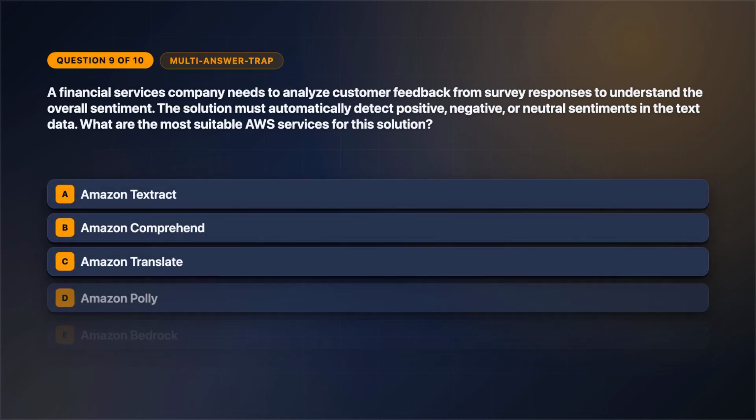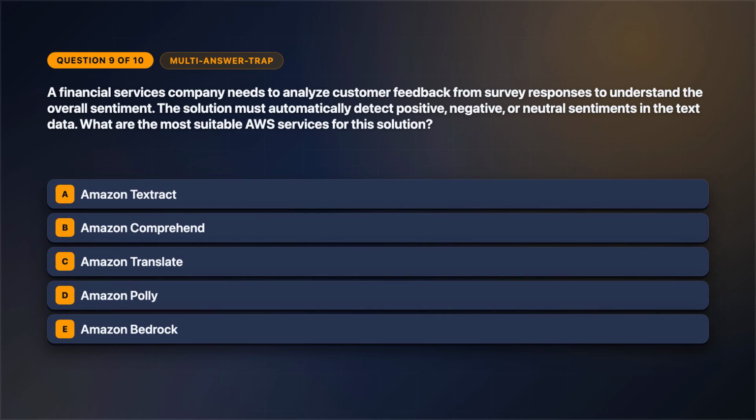Let us keep moving. Question 9. Use elimination aggressively. A financial services company needs to analyze customer feedback from survey responses to understand the overall sentiment. The solution must automatically detect positive, negative, or neutral sentiments in the text data. What are the most suitable AWS services for this solution? Select two answers. Review the answer choices on screen.